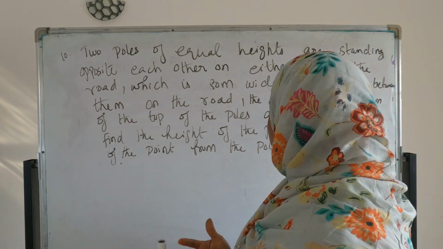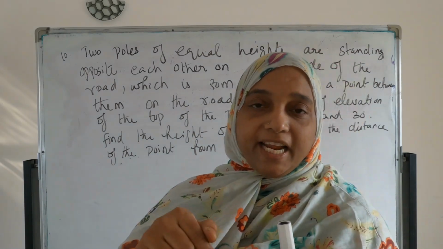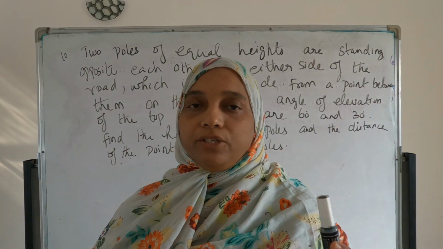What is the height of the poles? And the distance of the point from the poles. The distance from where we are standing and looking at the poles, that distance they are also asking.